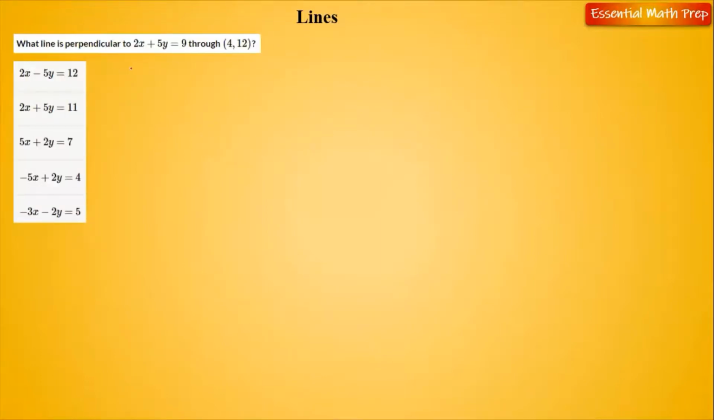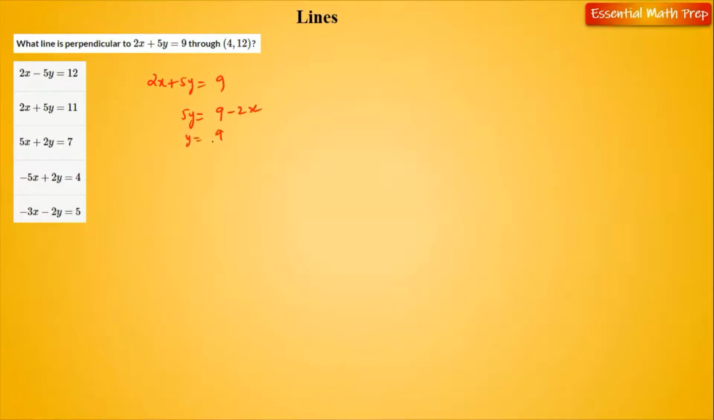What line is perpendicular to 2x plus 5y equals 9, and it passes through (4, 12)? This is very similar to the problem we just did, so I highly recommend you pause the video, work out the problem, and continue watching the video to see if you got it right. So we have an equation 2x plus 5y equals 9. And if you write it in slope-intercept form, it will be 5y equals 9 minus 2x.